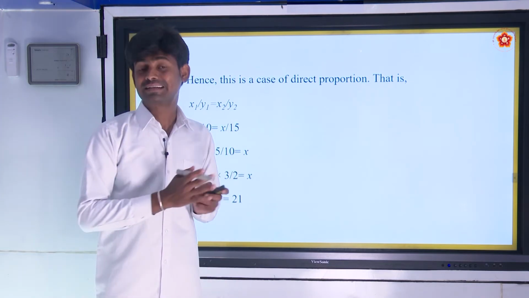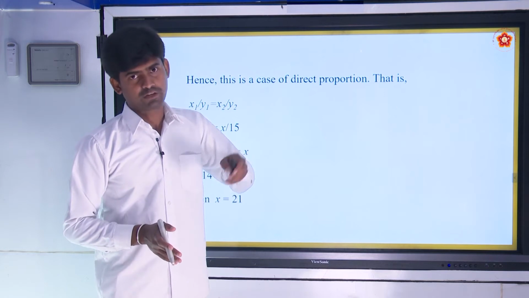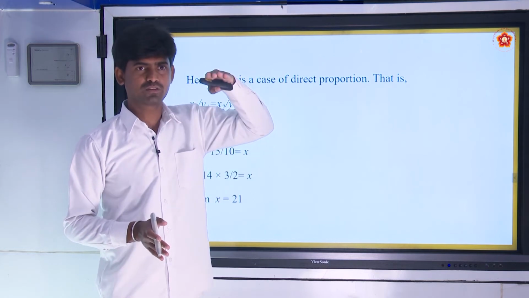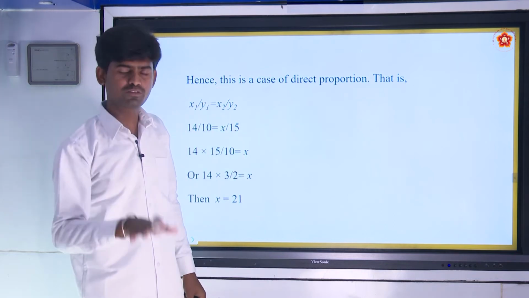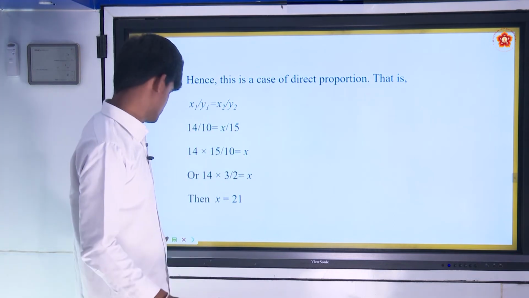Up to this it is direct proportion, means when one thing increases, the other thing also increases. It may also be that when one decreases, the other value also decreases. Okay, this is direct proportion.